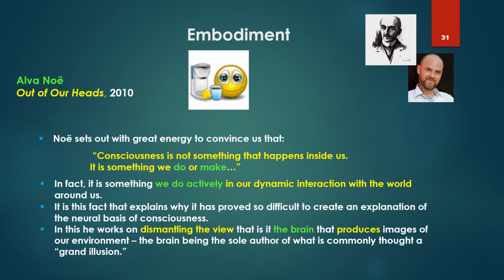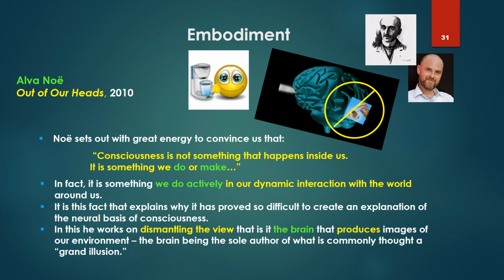In this, he works on dismantling the view that it is the brain that produces images of our environment, the brain being the sole author of what is commonly thought a grand illusion, which O'Regan and Noë made famous. But I'm not going to go into that too much. In other words, Noë is trying to put a hurt on that notion that there's any such thing as the image of a coffee cup inside the brain, or the brain is generating that in any way.